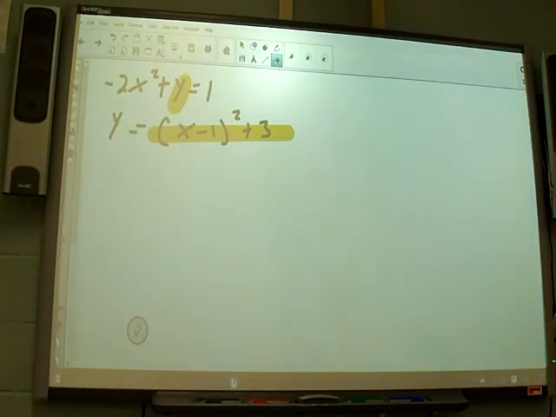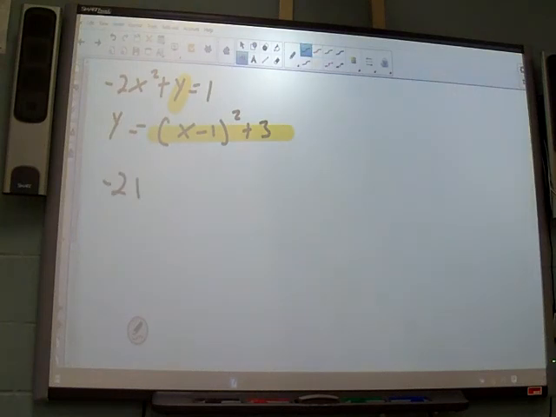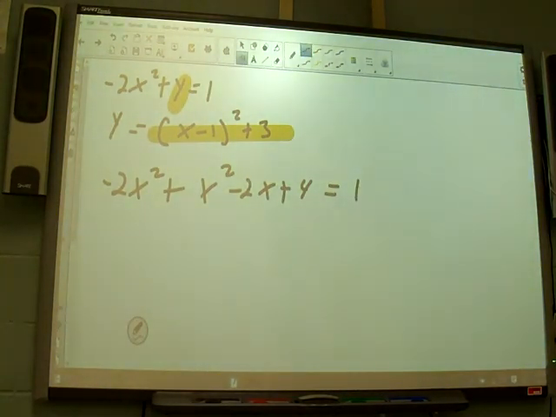So I'm going to take what's over there on the dry erase board, and I'm going to plug it in up here in this first equation for the y. So I would have negative 2x squared plus, and for y I've got to write all that in, x squared minus 2x plus 4, equals, and then it was equal to 1 up there. Okay, so now you've got some like terms to combine. Look at those x squareds. Negative 2x squared plus 1x squared gives you negative 1x squared.